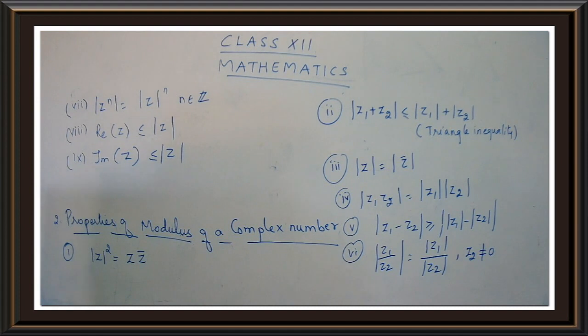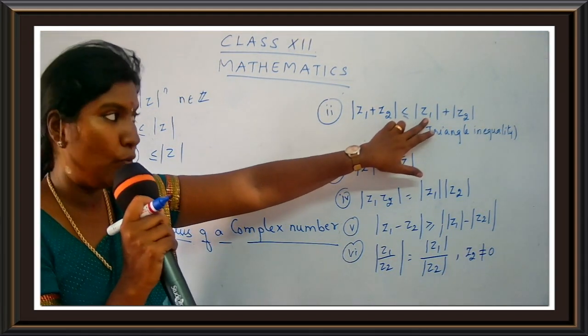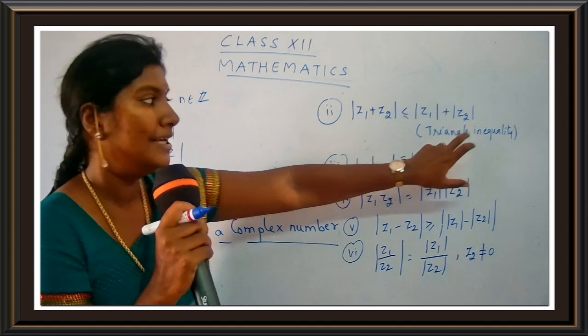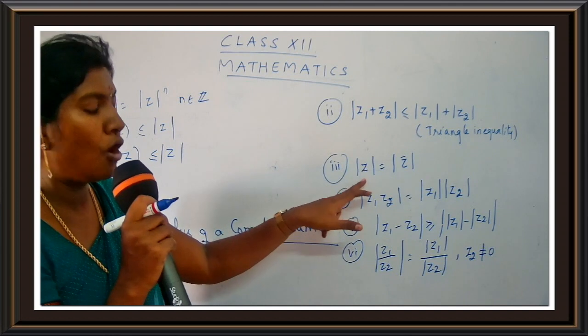What was the first property, children? Modulus Z square is equal to Z into Z bar. Second property, modulus Z1 plus Z2 is less than or equal to modulus Z1 plus modulus Z2. This is called the triangle inequality. Third one, modulus Z is equal to modulus of Z conjugate.